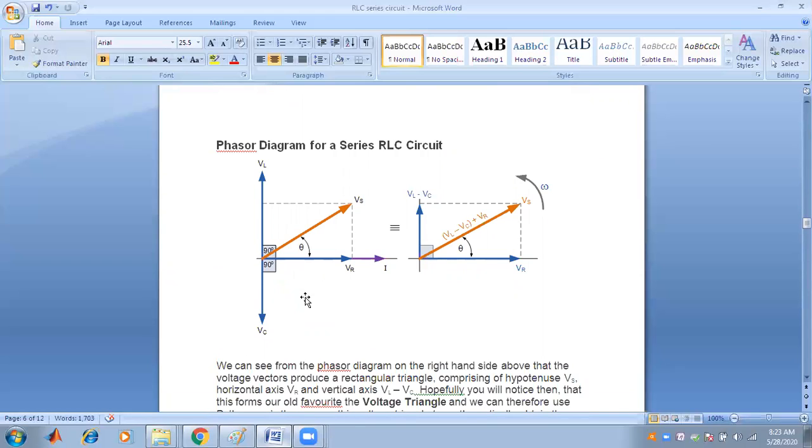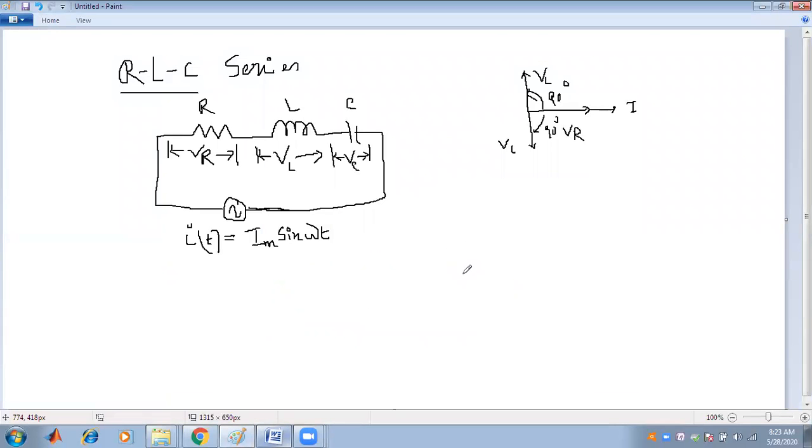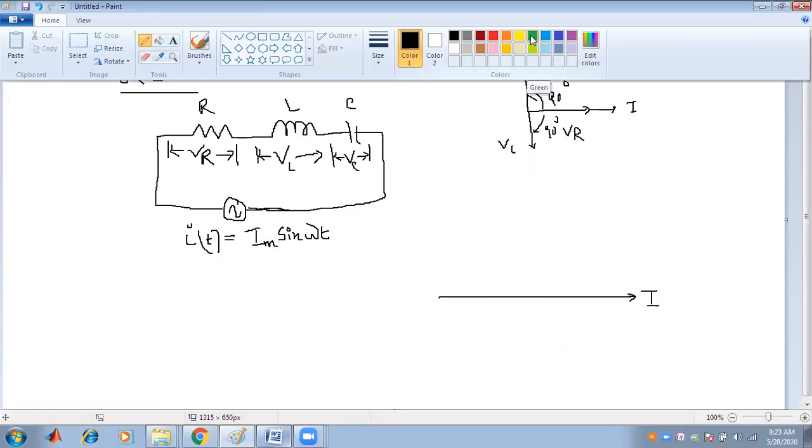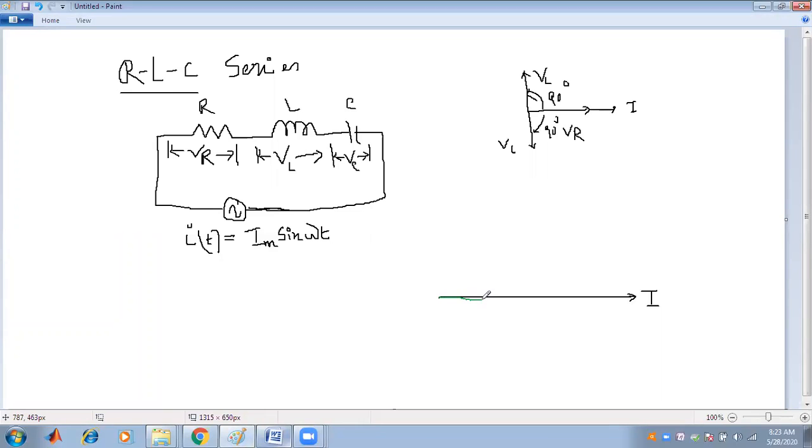Phasor diagram of RLC series circuit. Now we just concentrate on the phasor diagram of the RLC series circuit. Let us take I as a reference, because this is a series connection, so I will remain the same. Now we come to VR. VR is always in the same phase with I. So let's take it; the magnitude will be more compared to the others. So this is VR.